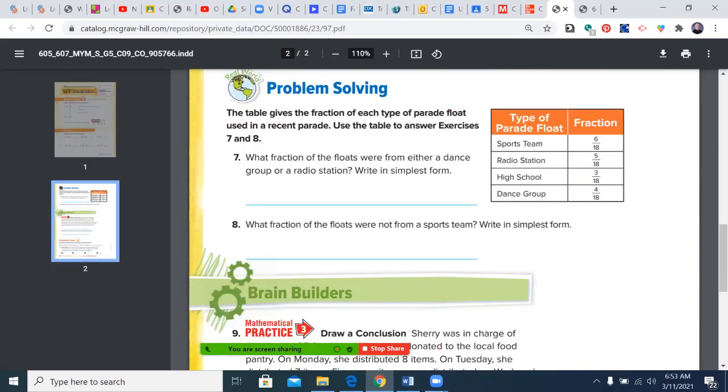For problem solving, use this table here. And you notice that everything's over 18. So that's going to be your original denominator. Do remember to write in simplest form. Same thing on number 8.